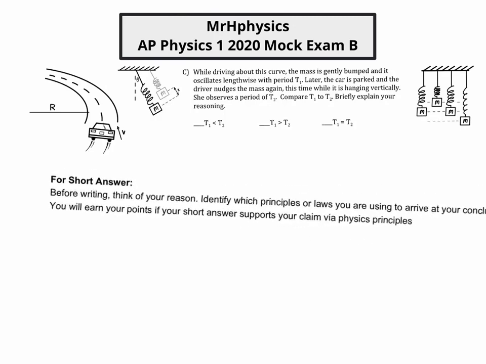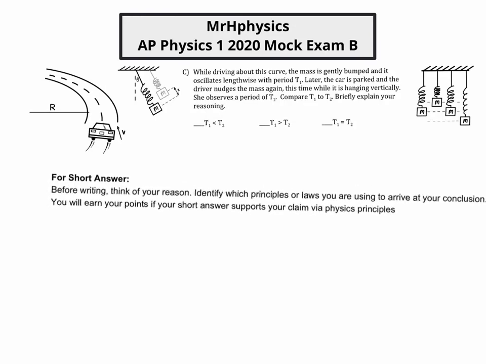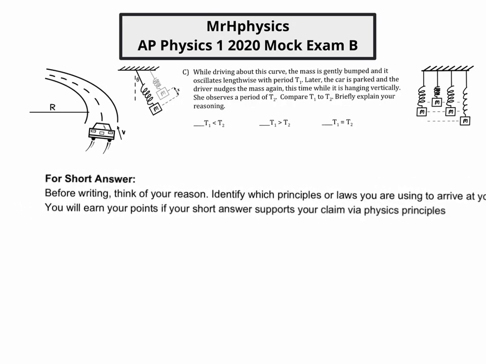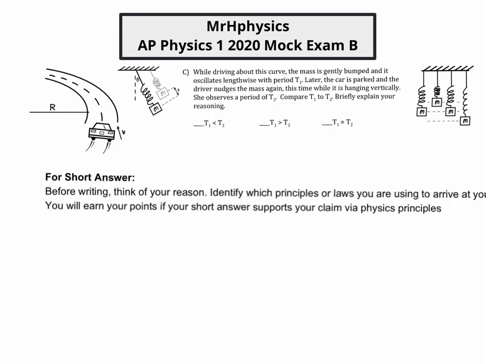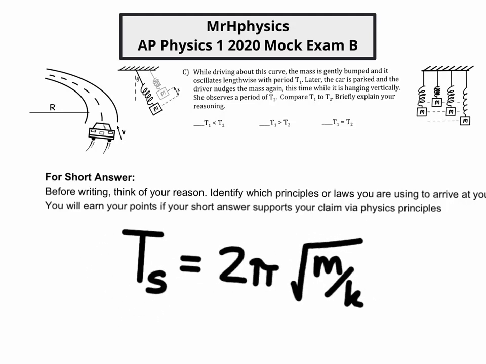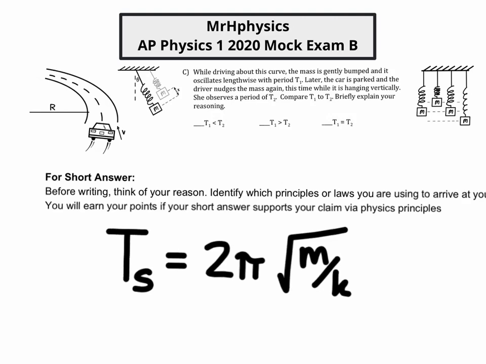I want to take a moment and remind you of the strategy step for these short answer problems. They're going to ask you to pick one of these check marks, and you want to think about why you're choosing the appropriate relation between the two periods. So what kind of principle would guide you for determining these relations for spring periods? And hopefully we're thinking of the spring period equation, and then this is going to be the thing that supports our answer and justifies the thing that we choose.